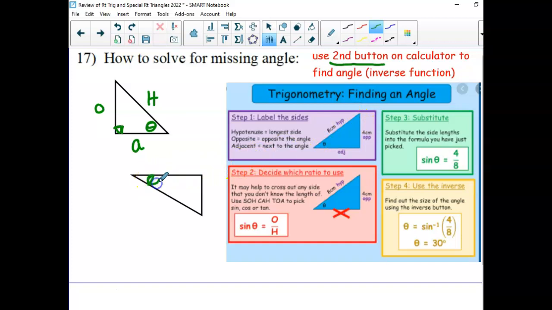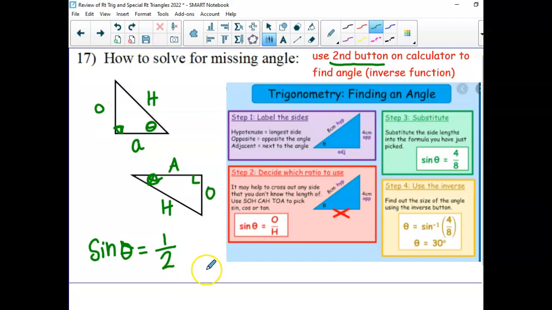If I had been looking for this angle, again, over here would be opposite. This would be the adjacent, because remember, those are the legs, and this is the hypotenuse. Okay? So we're going to use the second button on our calculator. For example, it might say when we're done, the sine of angle theta equals, we'll say, 1 over 2. It's an easy one. Okay?